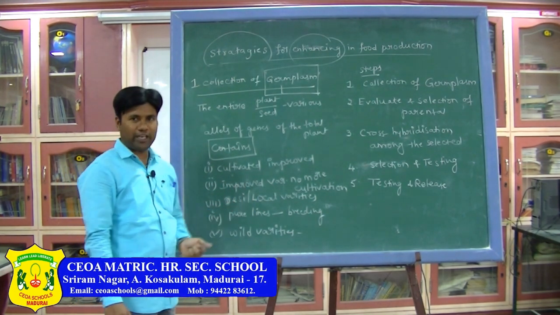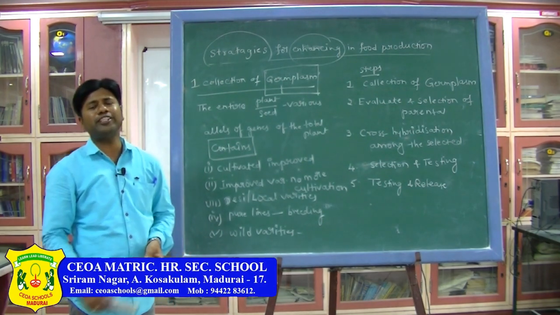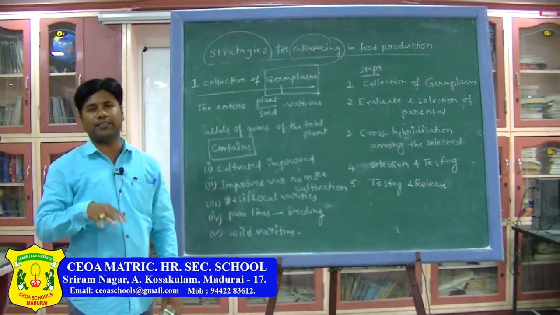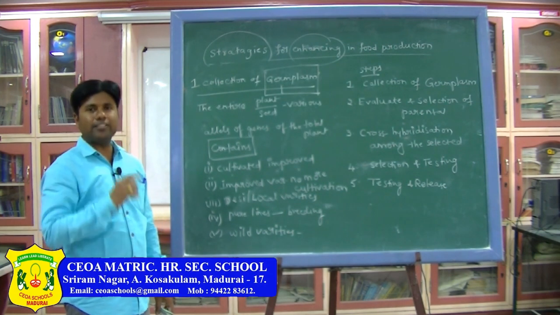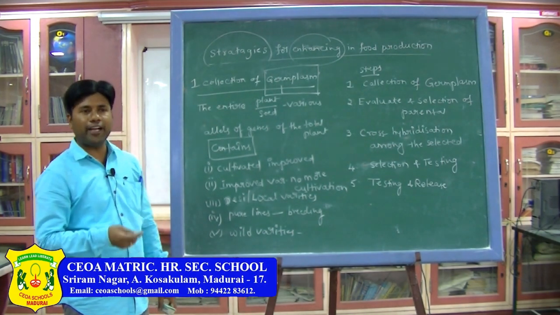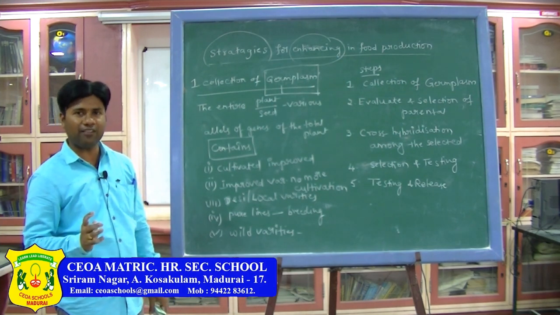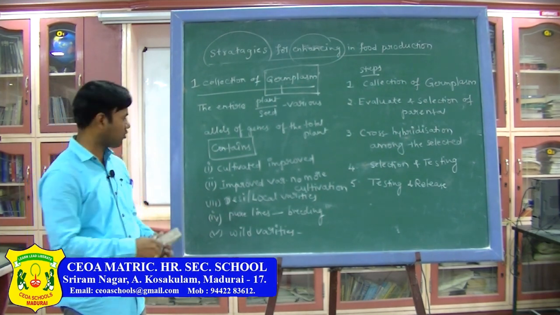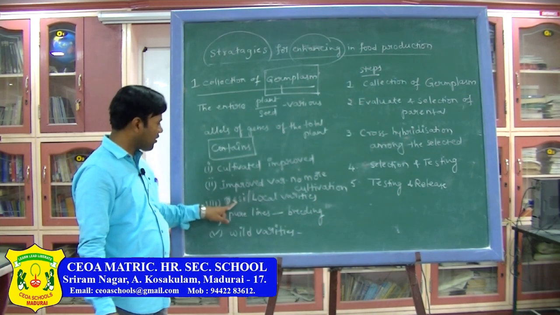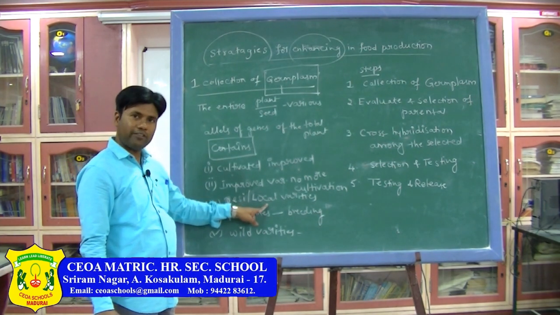Deshi are local varieties. From our native place, from our crop land, agriculture land, what we have cultivated, from that crop we have selected some seeds and some plants which have the desired characters. That germplasm we are calling here the Deshi or local varieties.